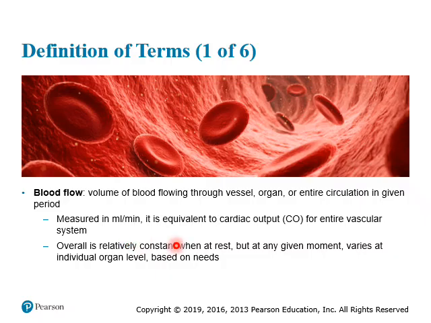It is equivalent to the cardiac output for the entire vascular system. So blood flow is actually equal to the entire cardiac output for the vascular system, but not the heart, all right? And overall it is relatively constant at rest, but at any given moment, it varies at the individual organ level based on the needs. When you are thinking, for instance, your brain would need the blood because it would need the oxygen, because it needs all of the ATP when you are thinking.